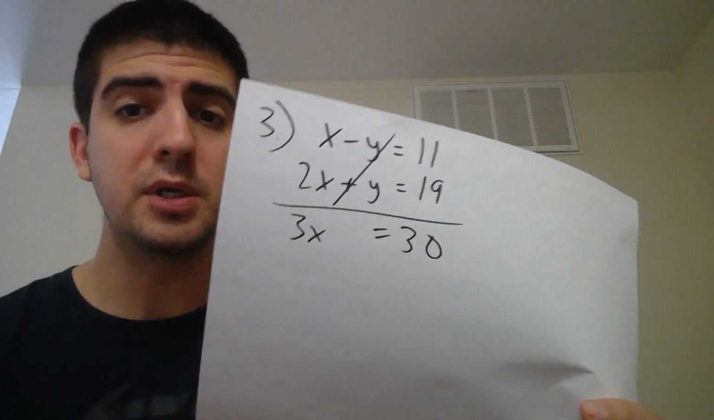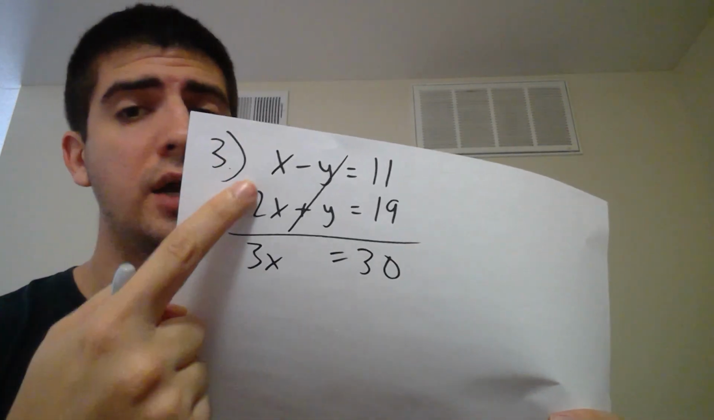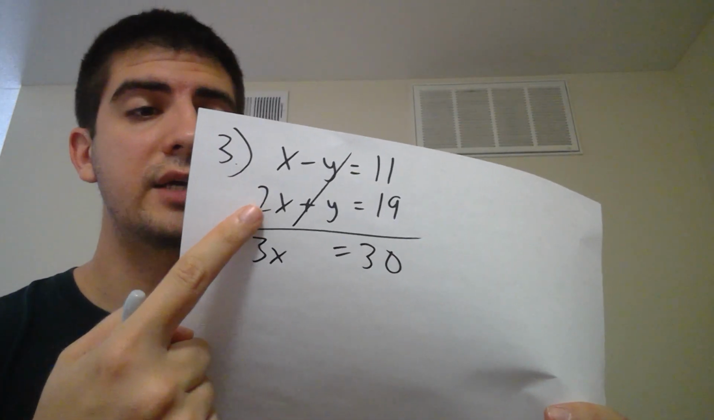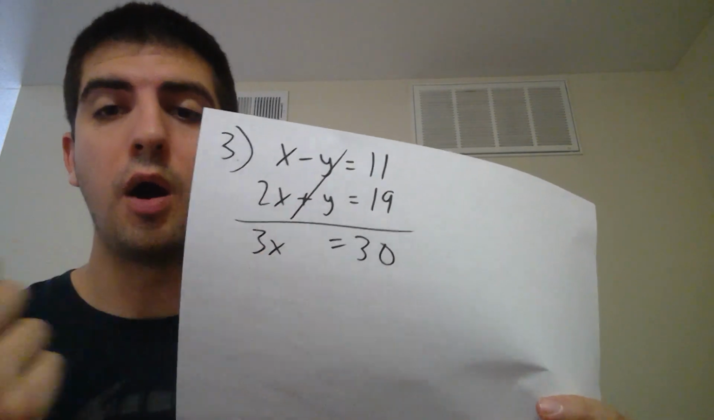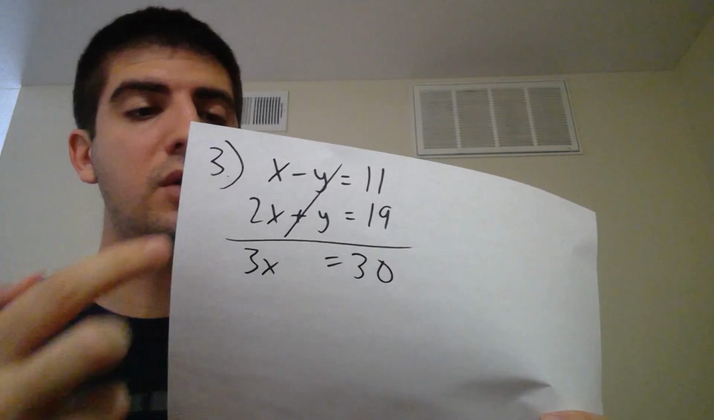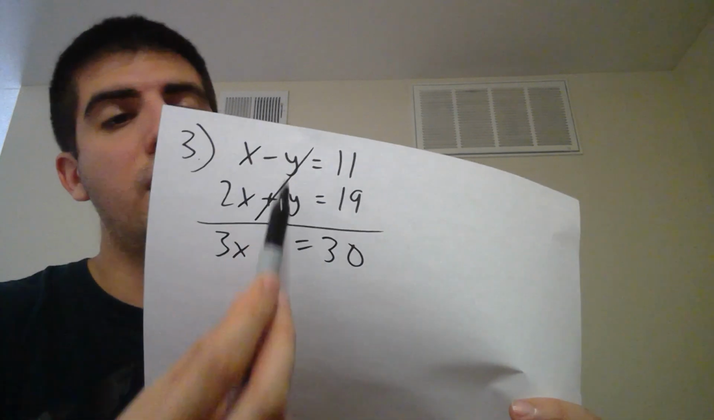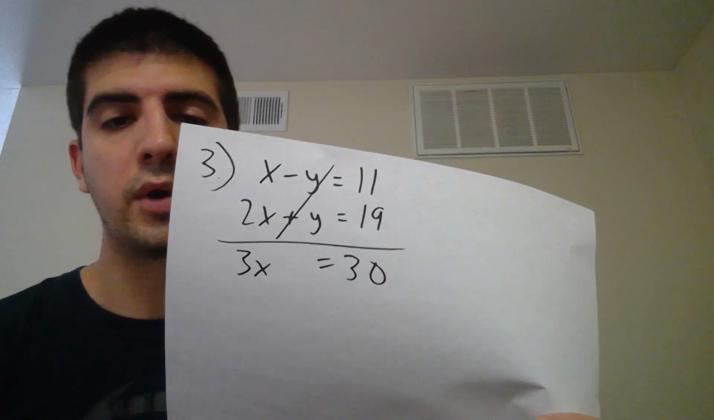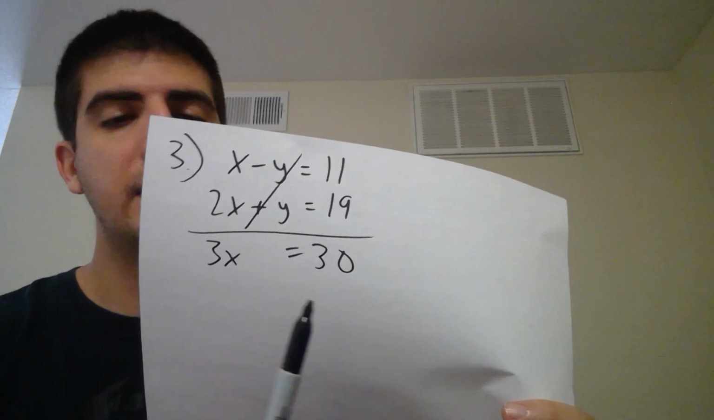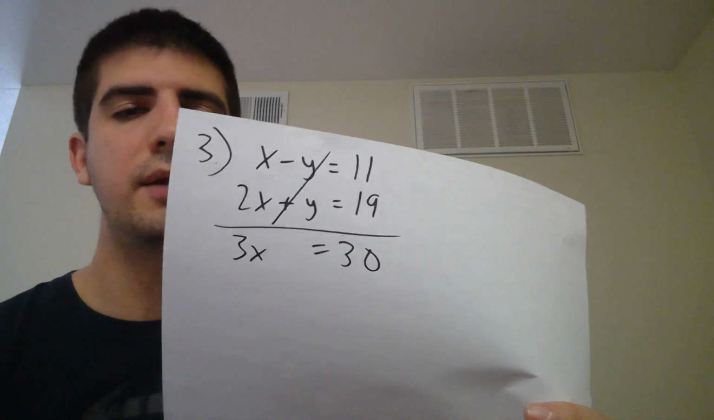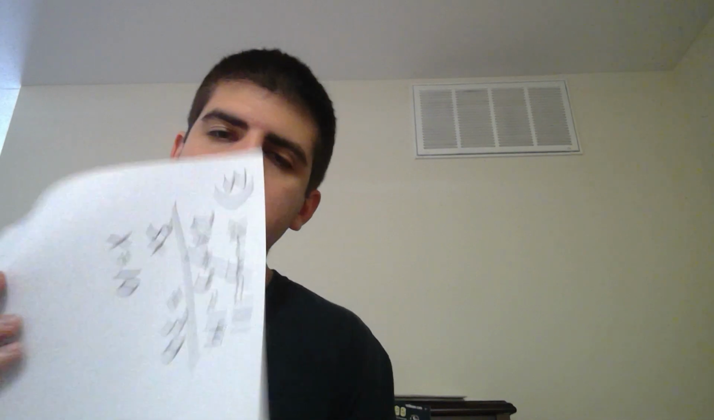Again, I need opposite coefficients. x and 2x are not opposite. I'm not going to get rid of the x's. Negative y and y are opposites. I can then combine the equations, and negative y and y just cancel. Okay, so here, 3 times something gets me 30. What does that something have to be? Probably 10, right? So I know x is 10.